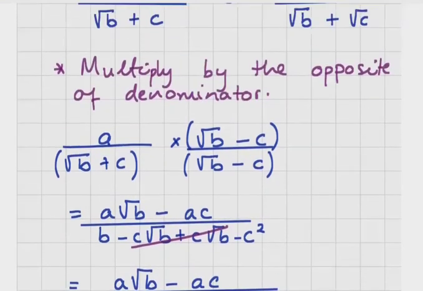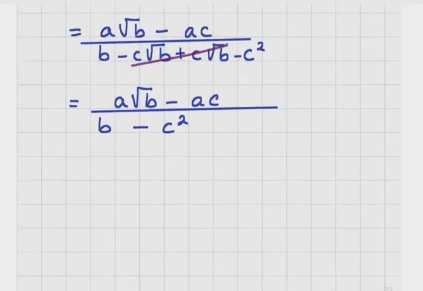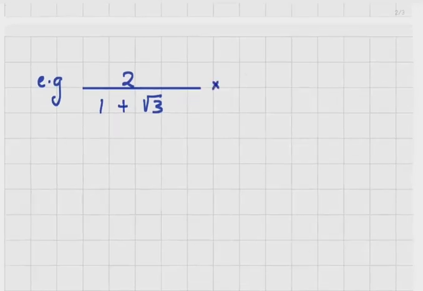Now let's put some numbers to this. Let's take an example with numbers, with numerals. Okay. So my first example looks like this. Let's say we are given a whole number 2 being divided by 1 plus root 3. Okay, so to get our job done, to rationalize, we're going to multiply this by the opposite of the denominator.